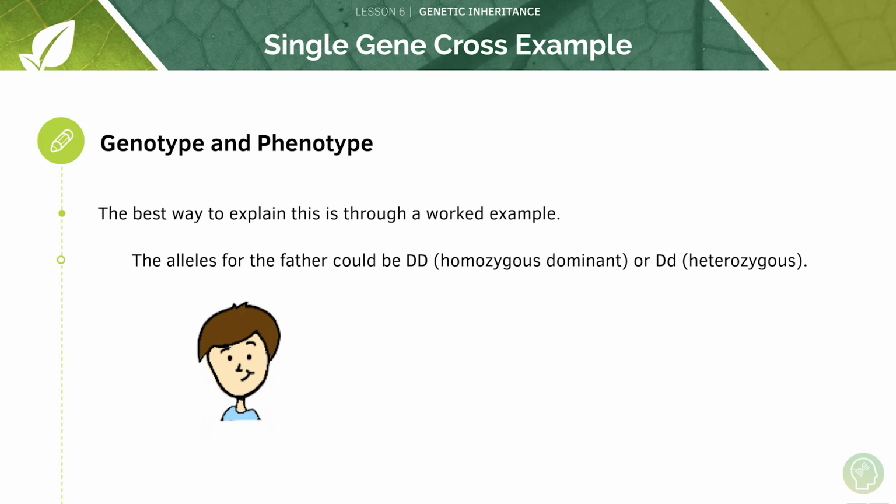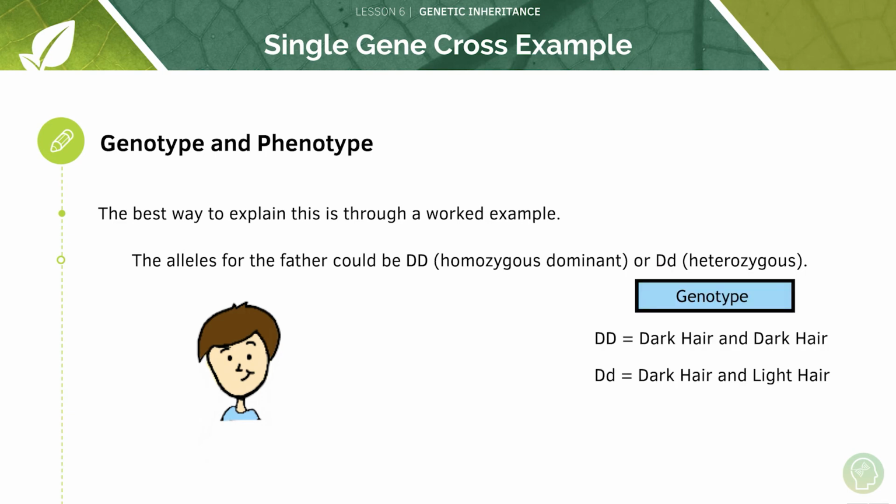Therefore, the father can be homozygous dominant, so two dominants, or heterozygous, so one dominant and one recessive allele. And that's the genotype, okay? So homozygous dominant, where we have a dark hair allele and a dark hair allele, or heterozygous, where we have a dark hair allele and a light hair allele, whereas here we have two dark hair alleles. Now these are the options for Dad.